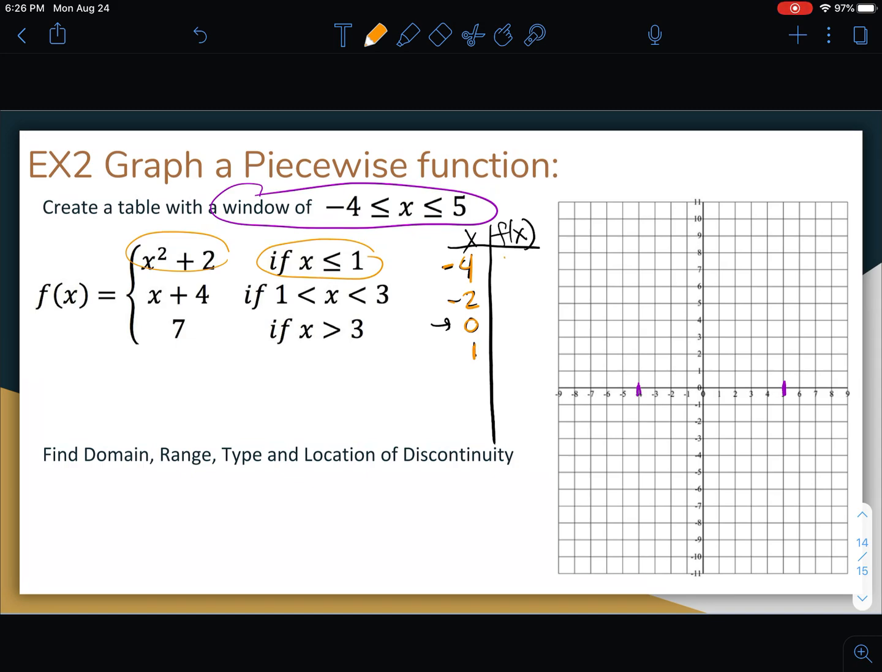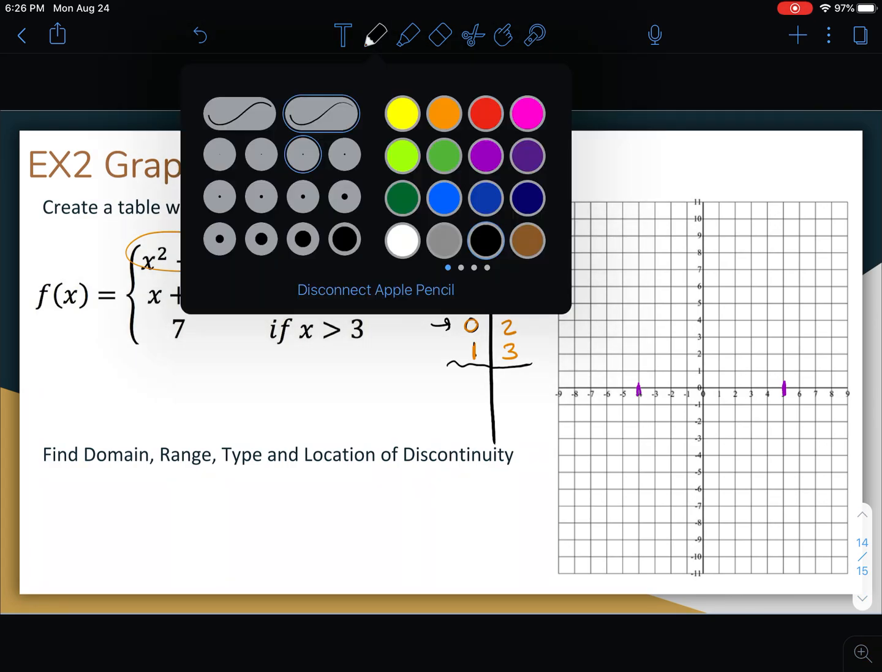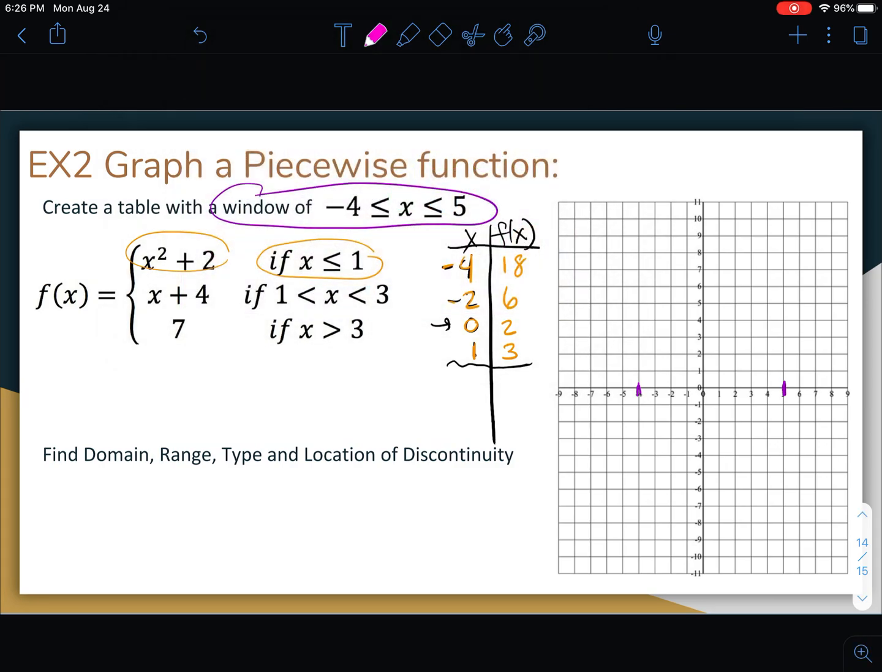All right, when I plug in -4, I get 18. When I plug in -2, I get 6. At 0, I get 2. And when I plug in 1, I get 3. Okay, now remember we need to look for that open circle. I see it's going to be here at 1 and at 3. So this linear piece is used between 1 and 3, not including either of those. So let's say we're just going to do 1, 2, 3.